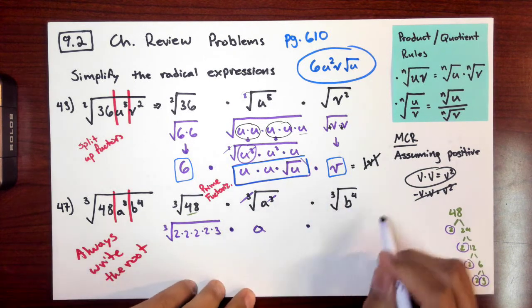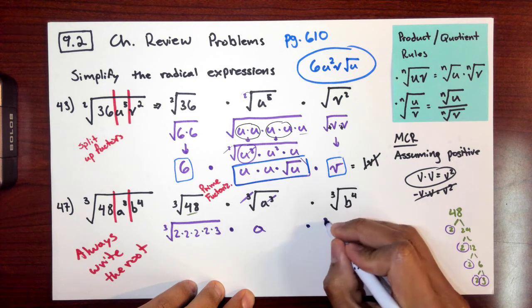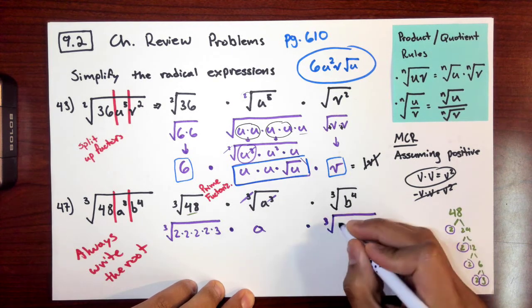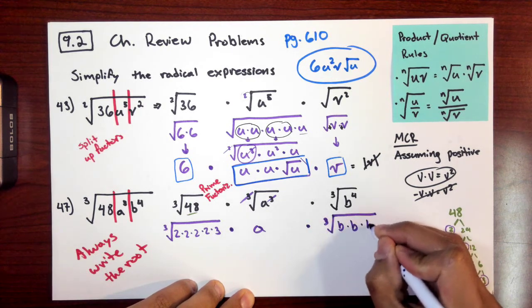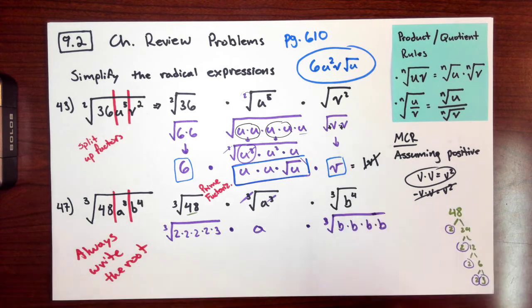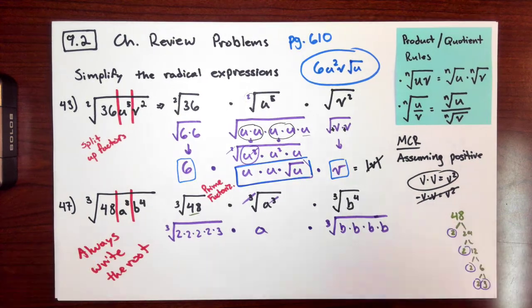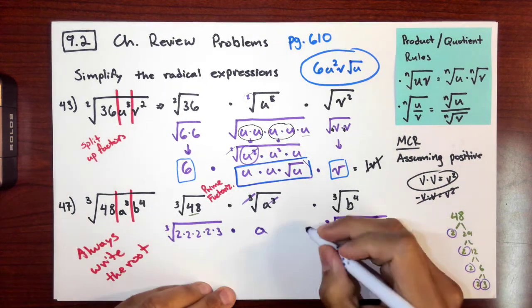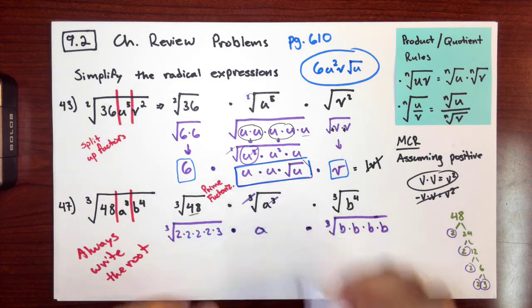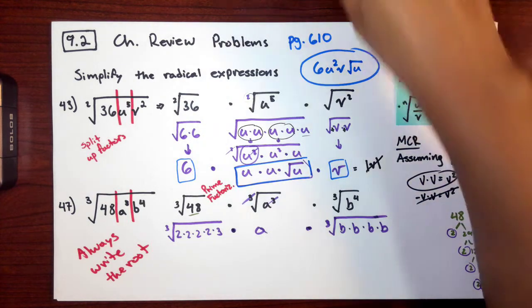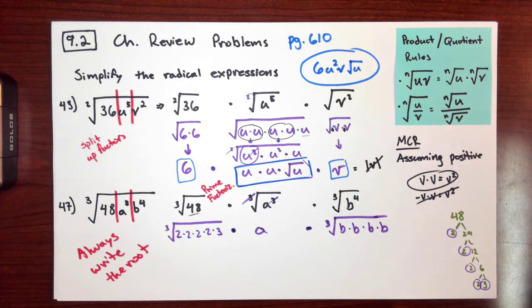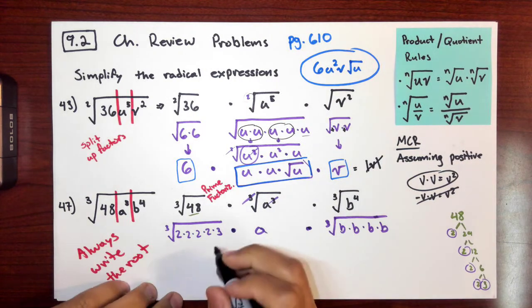Okay? Now over here, very, very similar. We're going to break it up. Cube root b times b times b times b. Do this for every single time. I know it seems time consuming, but do it every single time, okay? Until you get the hang of it, then you'll be able to do it on your own, okay? But now, we're going to continue here.